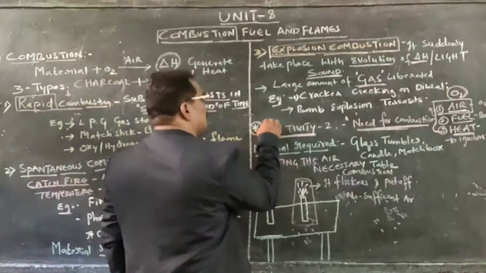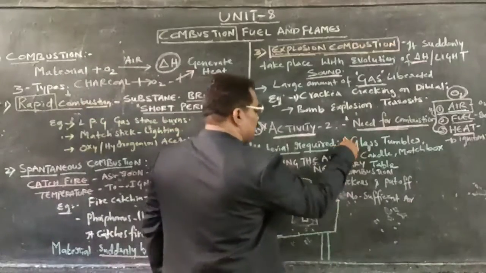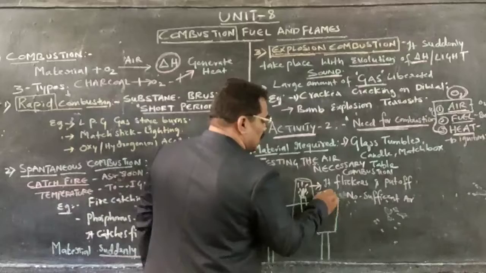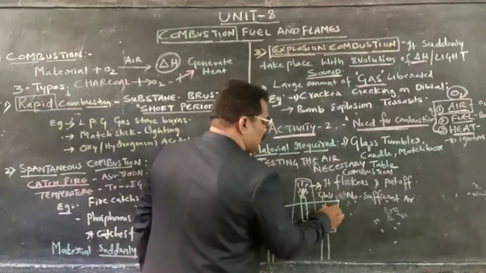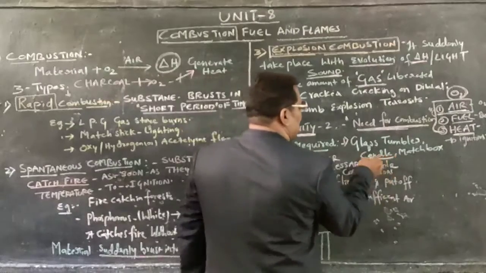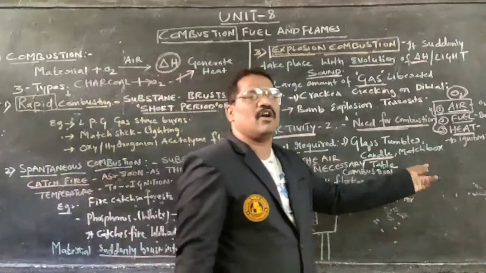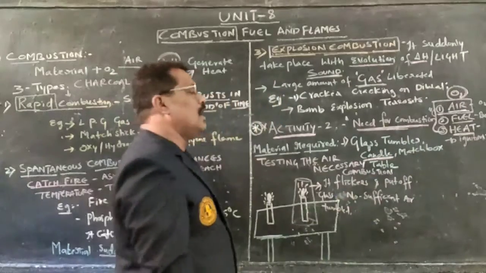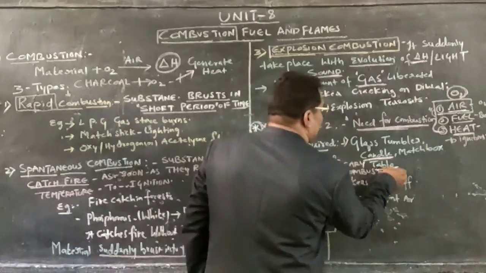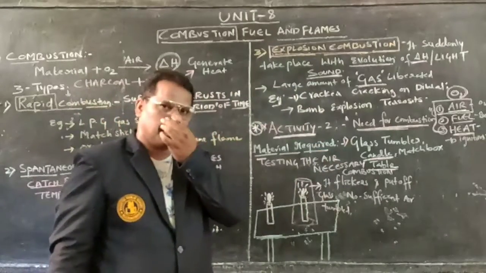To perform that activity, we require, first, a glass tumbler. Next, a candle is required. And next, a matchbox is required. We are going to perform this activity on a table, so a table is also required.